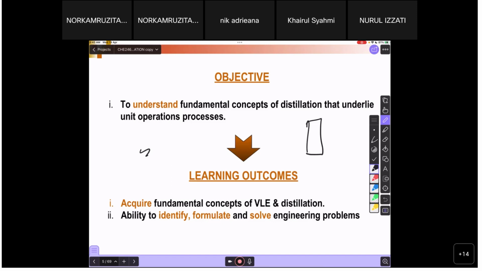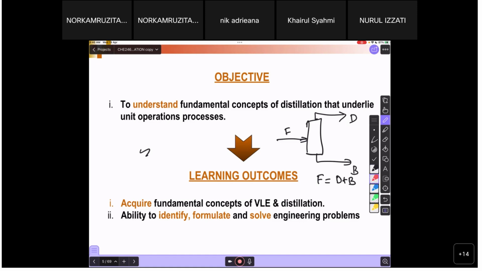When we are dealing with a distillation column, this is a simple schematic diagram. You have the distillate, the bottom, and the feed. Whatever comes into the system as feed will come out from the system after the process. So the overall material balance only involves F equals D plus B. But if you are talking about components, you have component A.